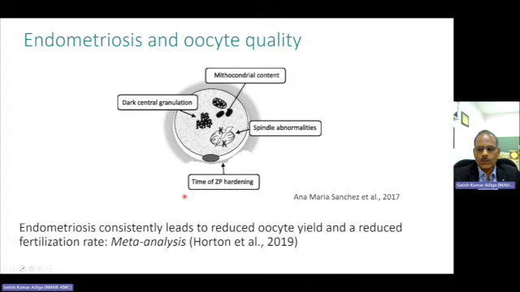Endometriosis is another important cause of female factor infertility. Several studies have shown that the oocytes experience oxidative stress in patients with endometriosis. Apart from impaired oocyte quality, their functional ability is also affected due to impairment in the cellular structure.